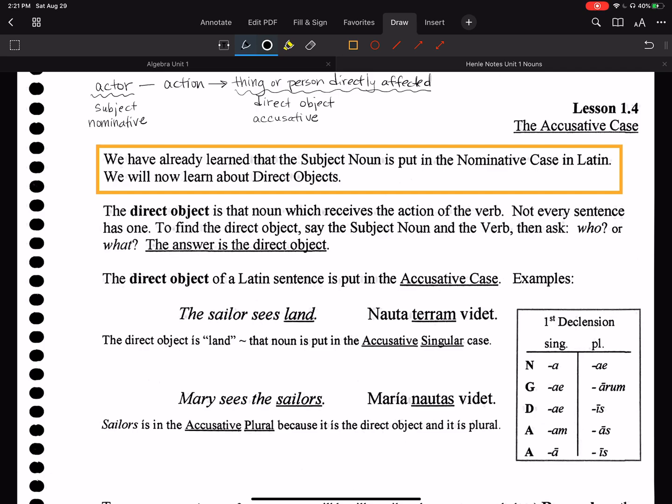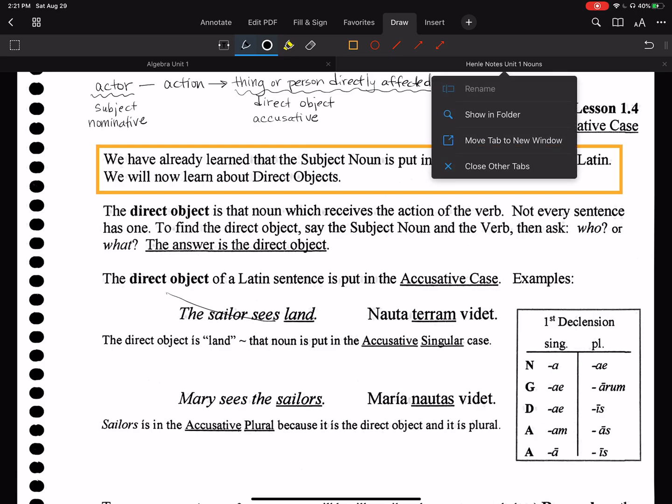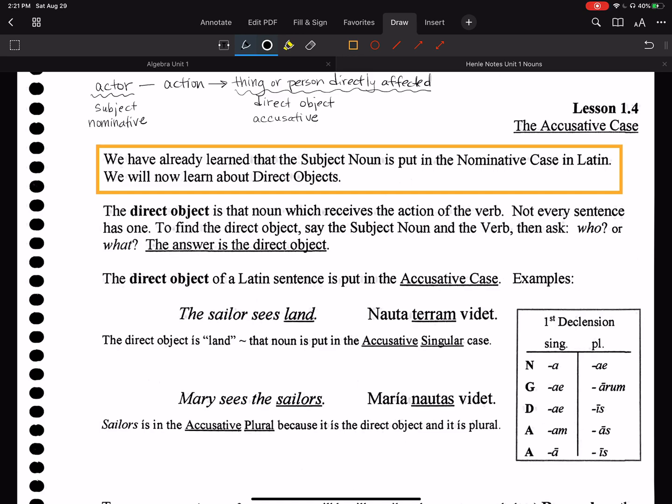So the direct object of a Latin sentence is put into the accusative case. The sailor sees the land. I'm just scribbling all over my paper now. There. The sailor sees the land. What does he see? The land. There you go. I asked the question, got the answer.